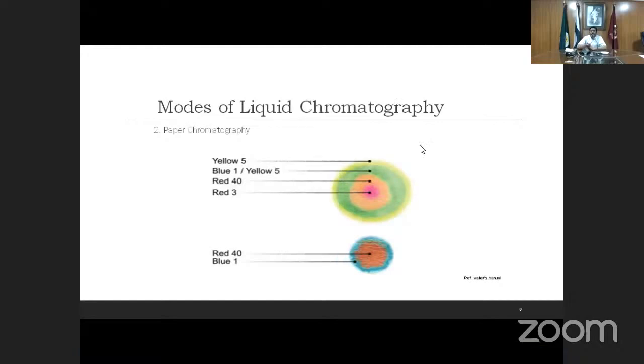And another kind is paper chromatography, which is not so popular, but still people are using paper chromatography.